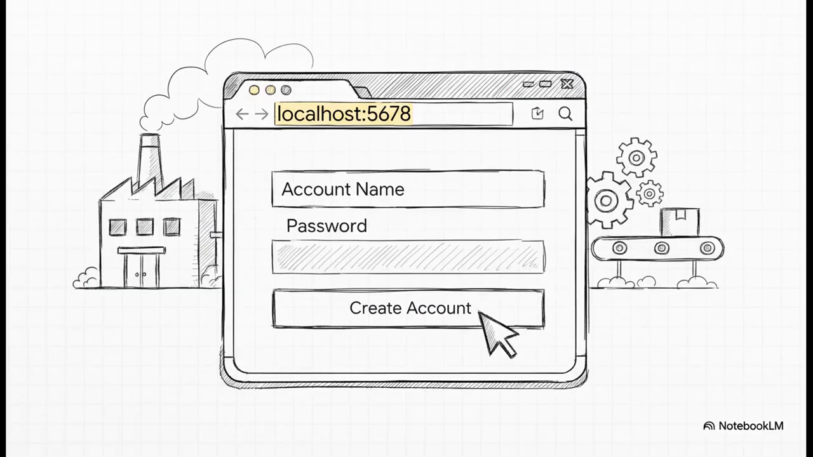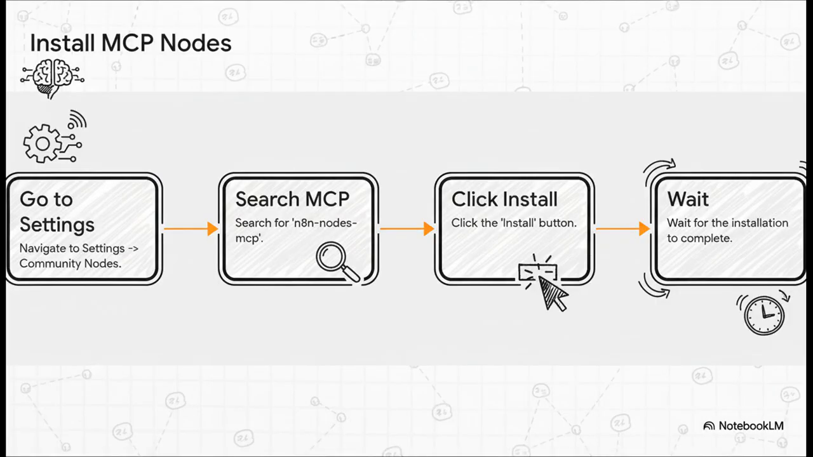Okay, with that variable set, go ahead and start the container. It might take a few seconds, but then all you have to do is open up your web browser and go to localhost 5678. You'll see the n8n setup screen pop up. Just follow the steps to create your account, and boom, you're officially inside your own private automation powerhouse. We are so close to building now.